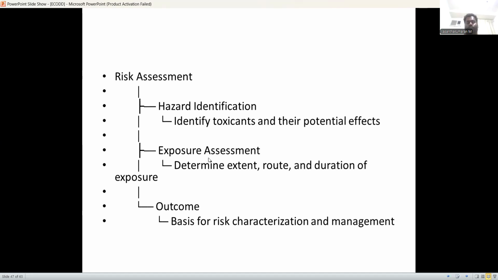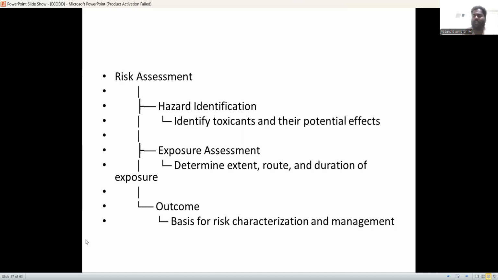So we should know hazard identification, what is hazardous to our body. We should identify what is toxic and its potential to affect us. Then exposure assessment: we should know in what way we will get toxified by all the pollutants, toxicants and toxins, the different routes, the extent of the route, and the duration of the exposure.